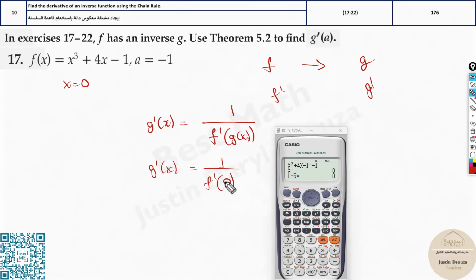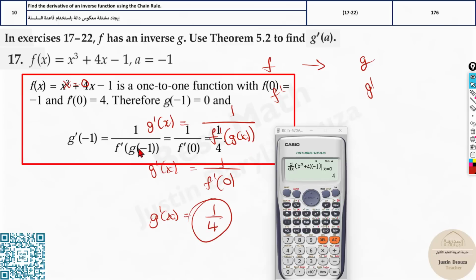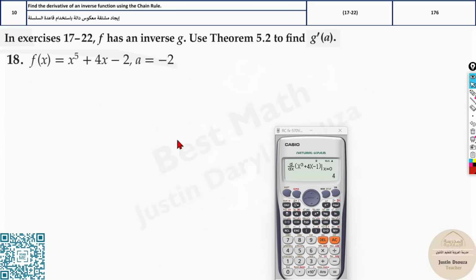Now how do we find the derivative? Derivative is given by this, shift and dy by dx, right? So given function derivative is x power 3 plus 4x minus 1, sorry, it's minus 1, and what x value is 0. So the answer is 4, but remember this answer is 4. The derivative of g of x is 1 by 4. That is the final answer. You can see in the solution set, it must be 1 by 4. Whatever method you use, answer will be 1 by 4. That's it. So I'll just do this shortcut method and then I'll explain you the detailed method.